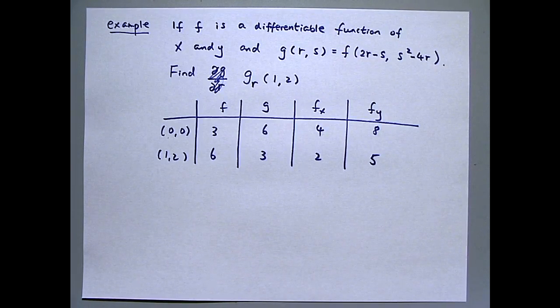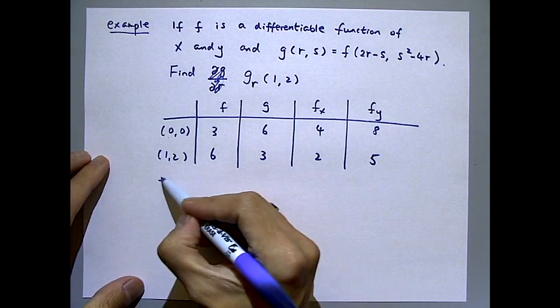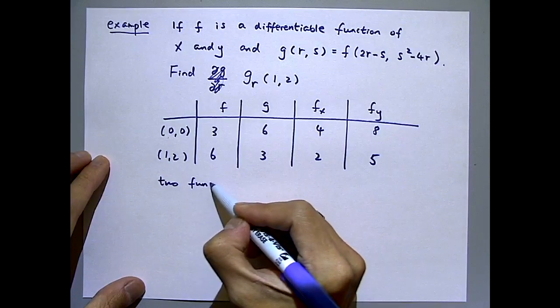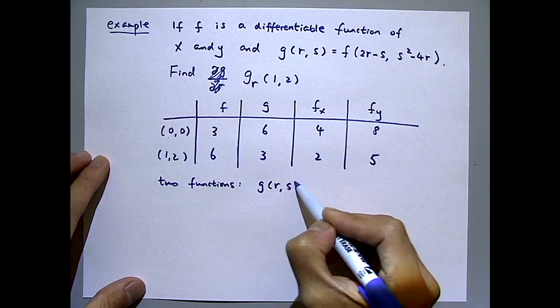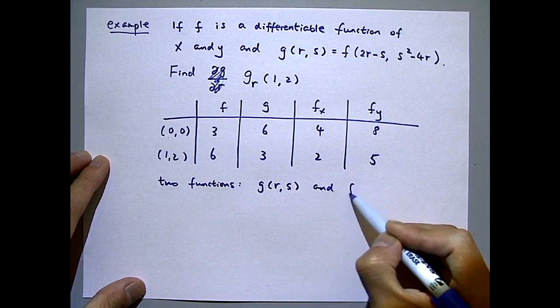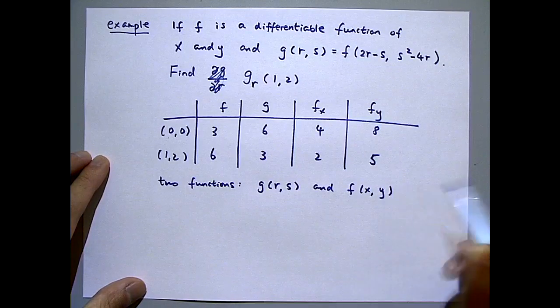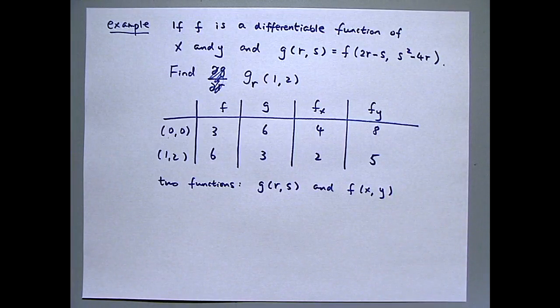All right, so there are 2 functions that we don't know what they are, except from this table, we know a little bit about each of them at certain places. There's a function g that depends on r and s, and a function f that depends on x and y. We don't know what they look like, and right now, they have nothing to do with each other. Just some 2 differentiable arbitrary functions.